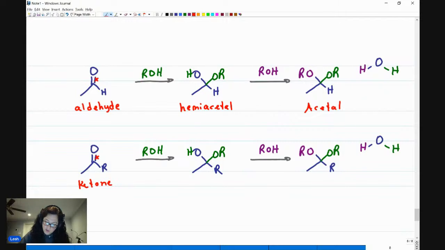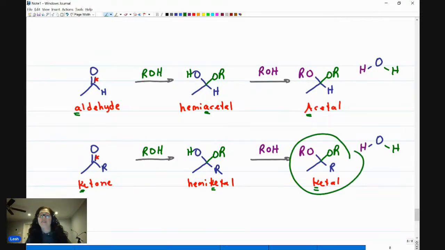But because I started with a ketone, this is called a half a ketal or hemiketal, and this is called a ketal. So the difference between the acetal and the ketal is acetal starts with an A for aldehyde, and the ketal, K for ketone. That's the difference. But professors are going to mix it up because professors do what professors do, and they are going to call this an acetal.